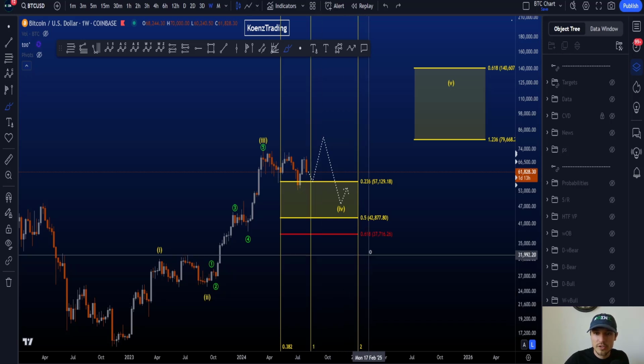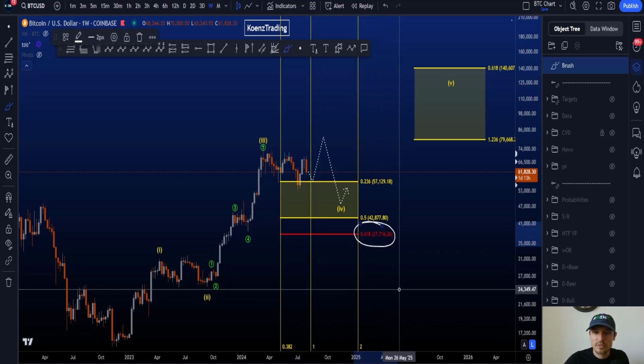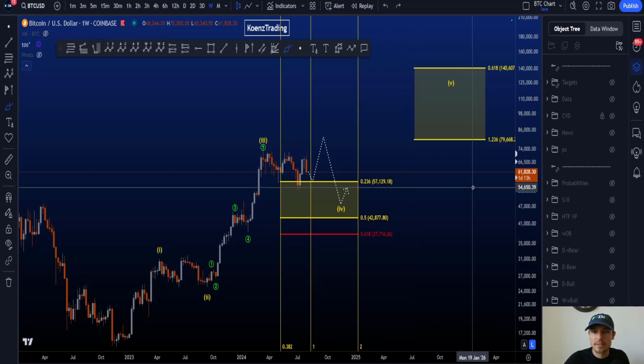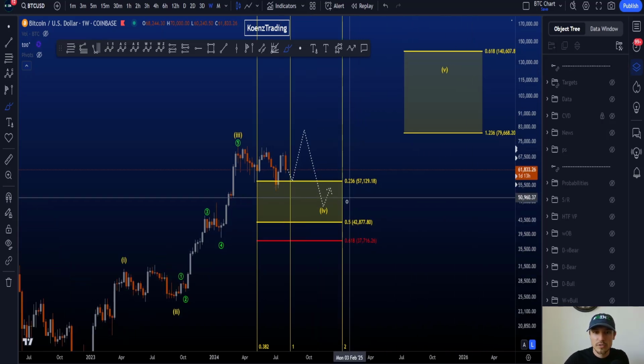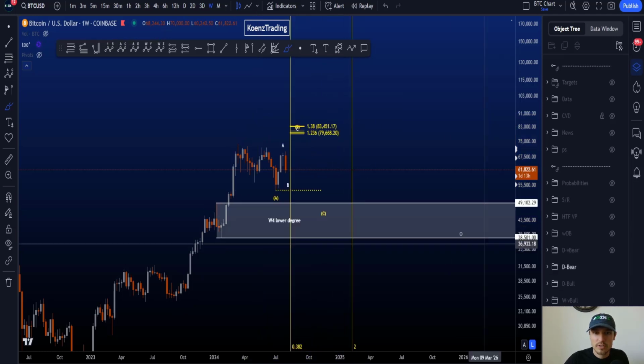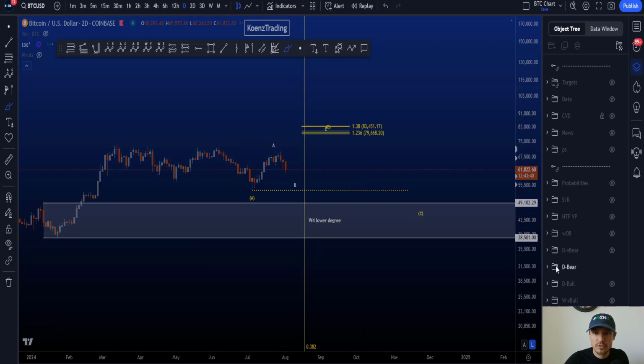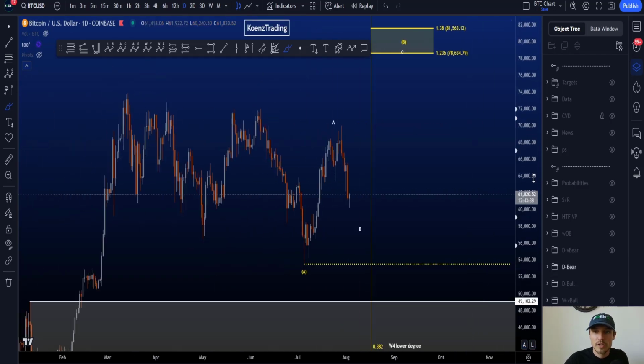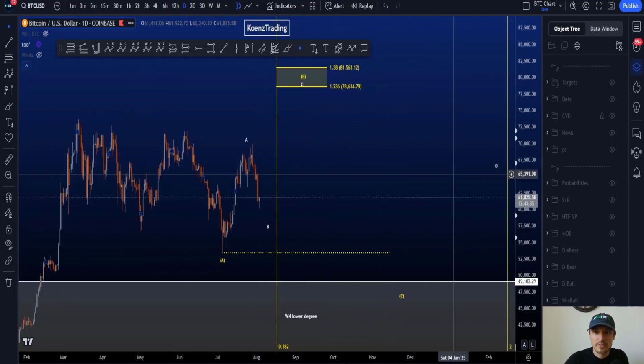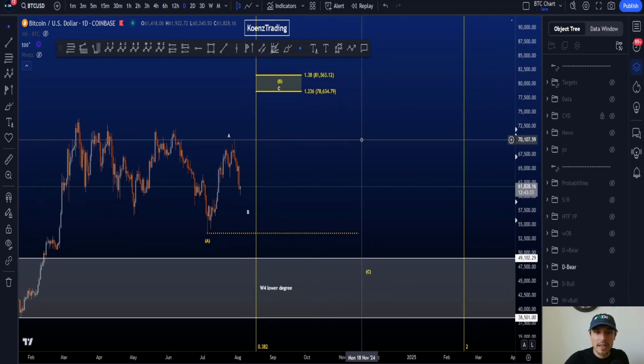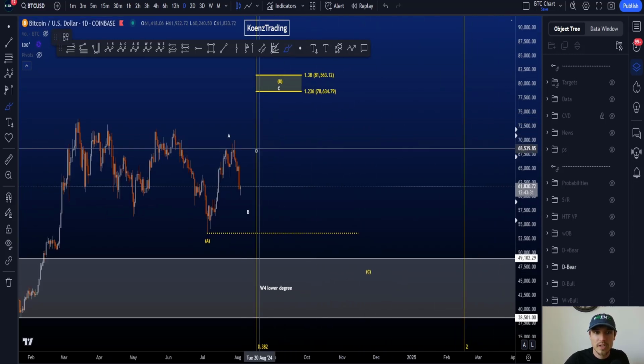Now the invalidation for this scenario is the 0.618 at 37.7k. One of the scenarios on the lower time frames which can work is a potential flat structure in this case, where if we go to the daily time frame, we are looking for price to take out the all-time high and then move towards the downside afterwards.